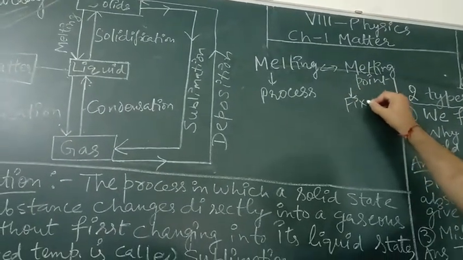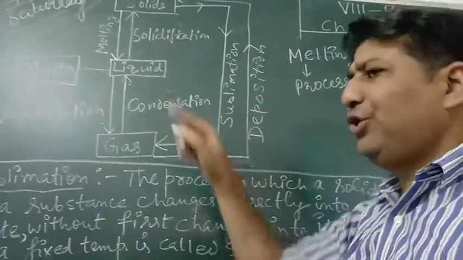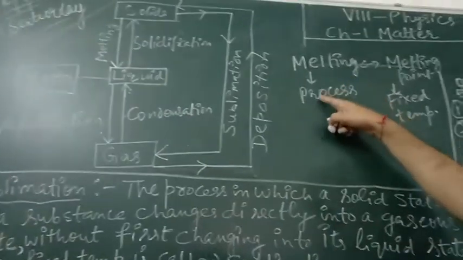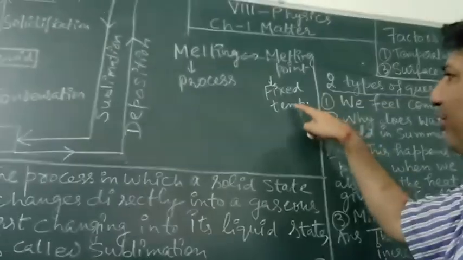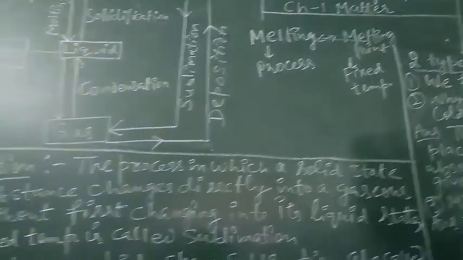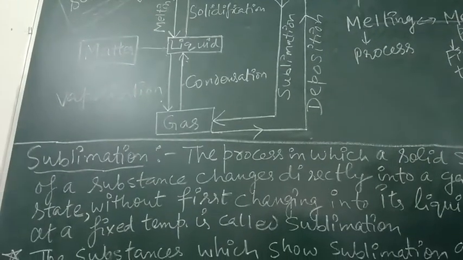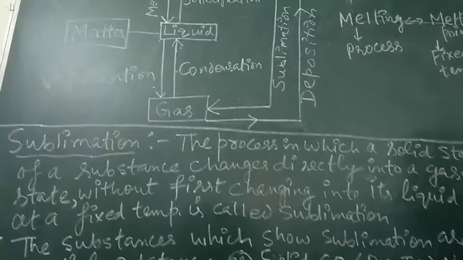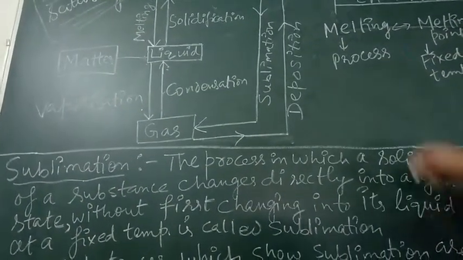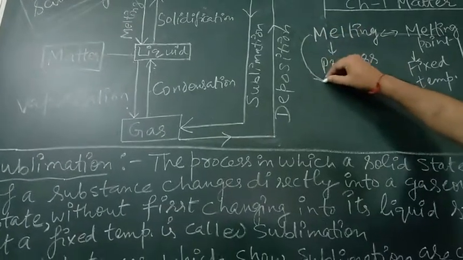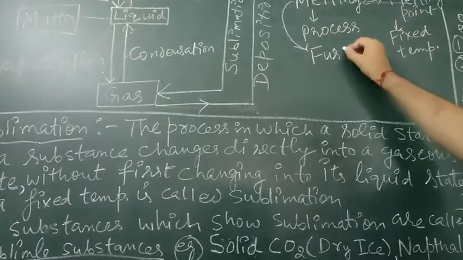Fixed temperature. Similarly, if you pick any process, say condensation, condensation is a process, and condensation point is the fixed temperature at which condensation of a substance takes place. Similarly, vaporization and vaporization point, solidification and melting. Sometimes the process melting is used synonymously with fusion.